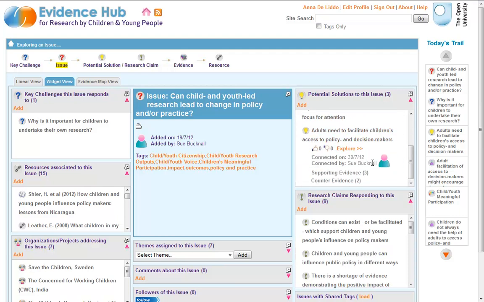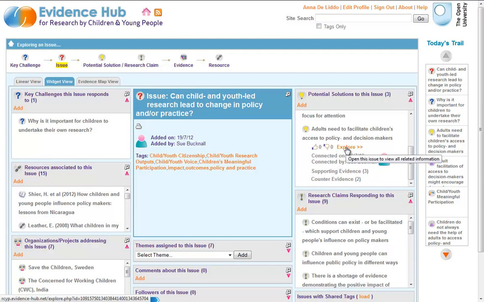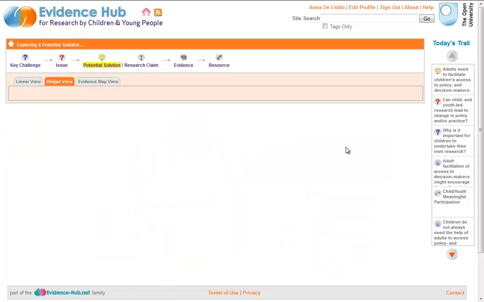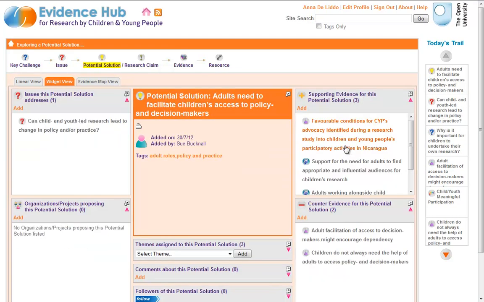We're going to show you how to browse the environment of evidence around this particular solution, which is that adults need to facilitate children's access to policy and decision makers. You can see that we have three pieces of evidence supporting this and two pieces of counter evidence. Right now we're looking at the widget view.